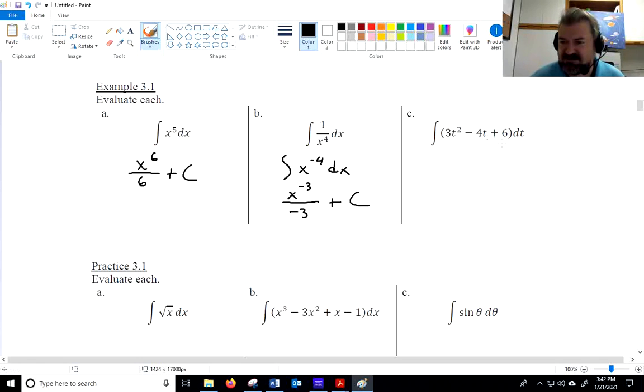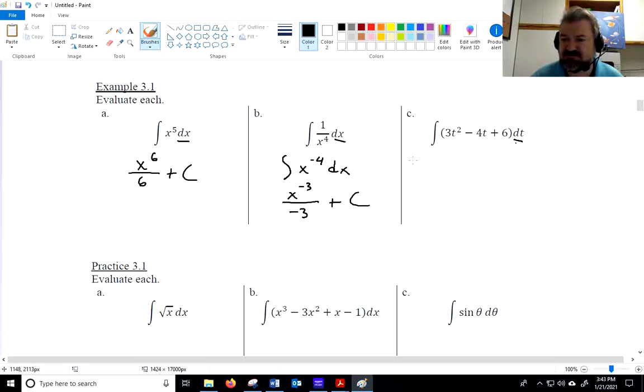All right, let's integrate this. Notice I've got t's and I'm integrating with respect to t. This dt, dx, is super important. Without it, the indefinite integral makes no sense. We'll learn more about what that means later. You've seen it already with differentials, but for now I want you to just think of it as telling you what letter to integrate with respect to.